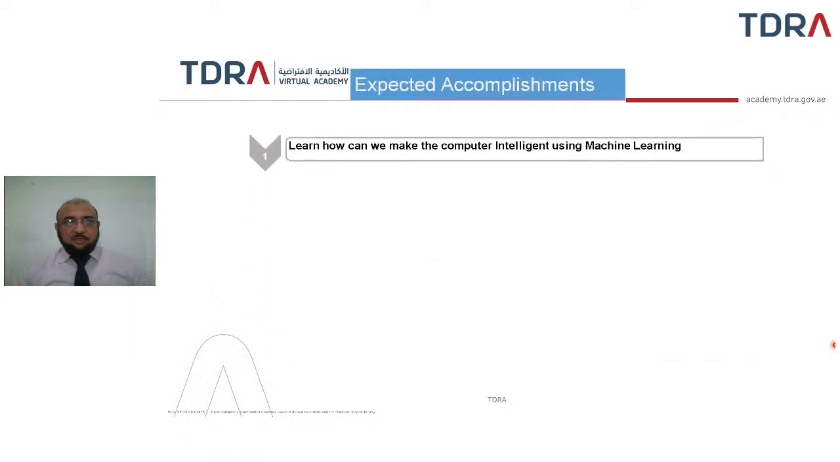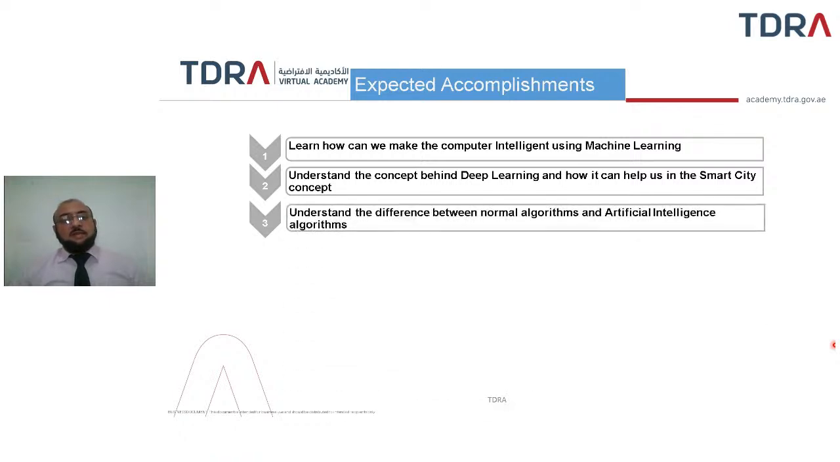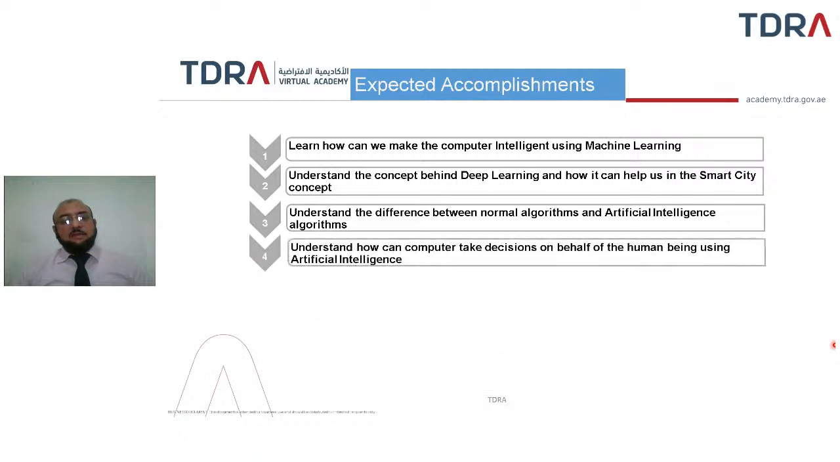Now we will discuss the expected accomplishments of this course. The first is to learn how we can make the computer intelligent using machine learning. Then you will understand the concept behind deep learning and how it can help us in the smart city concept. Then we will understand the difference between normal algorithms and intelligent algorithms. Then we will understand how a computer can take decisions on behalf of human beings using artificial intelligence.